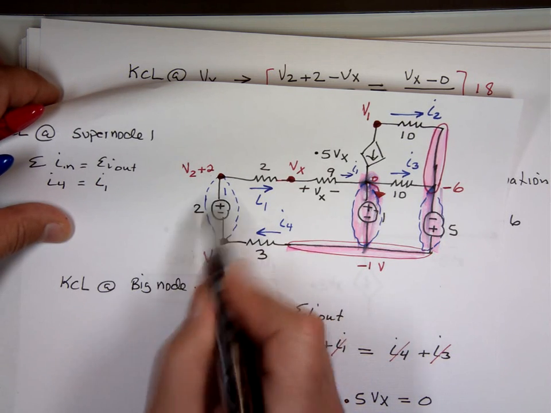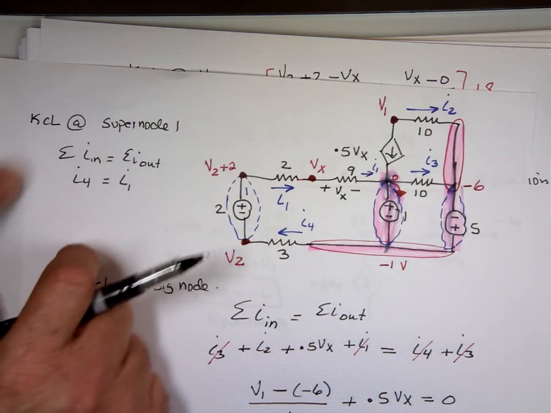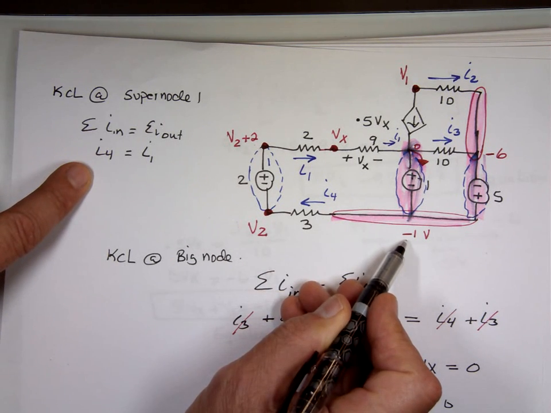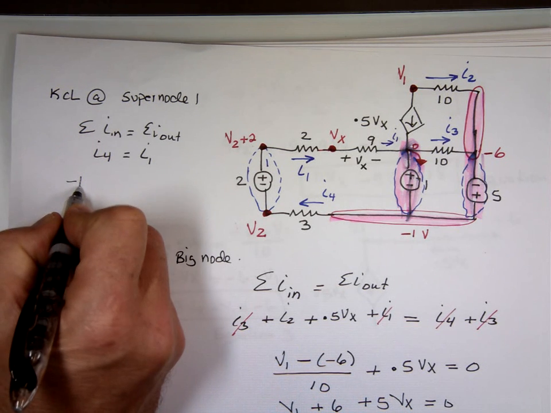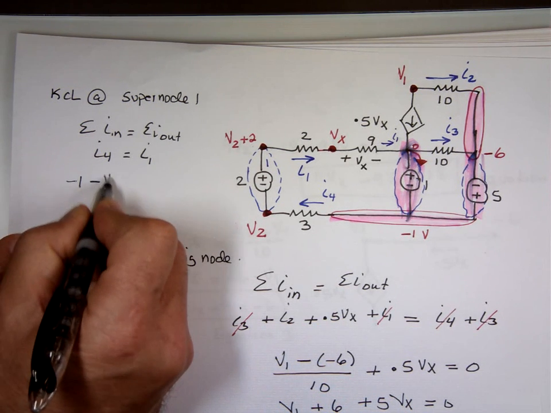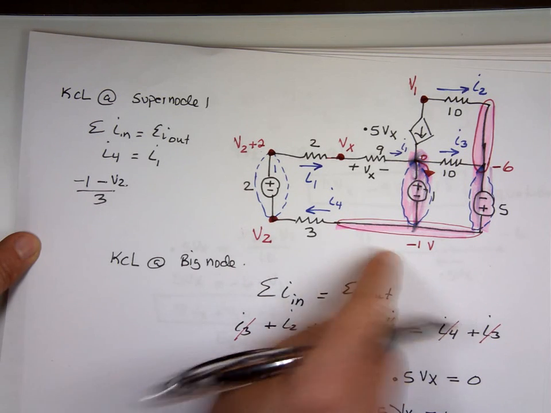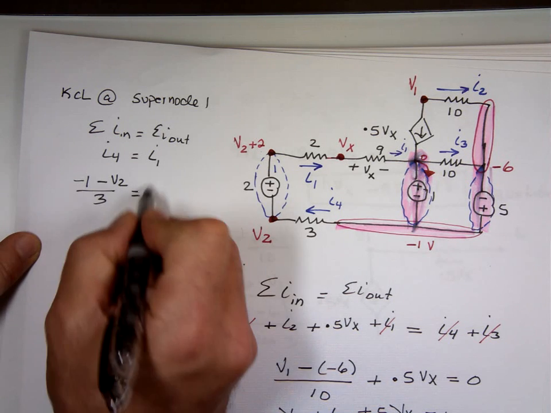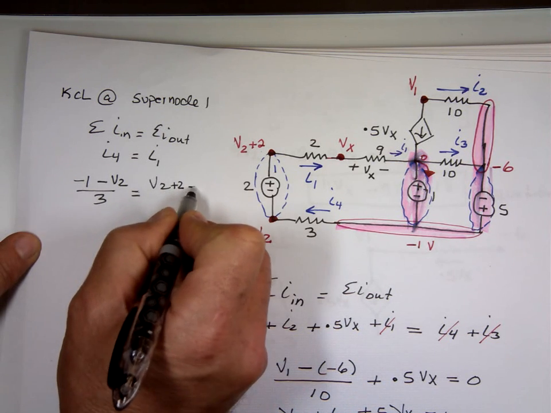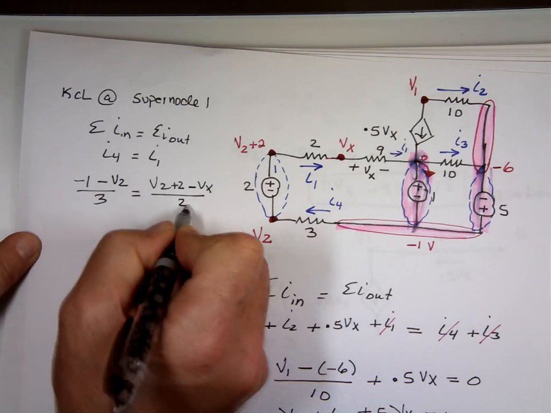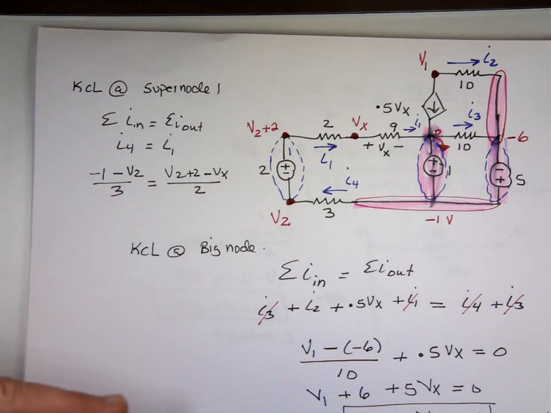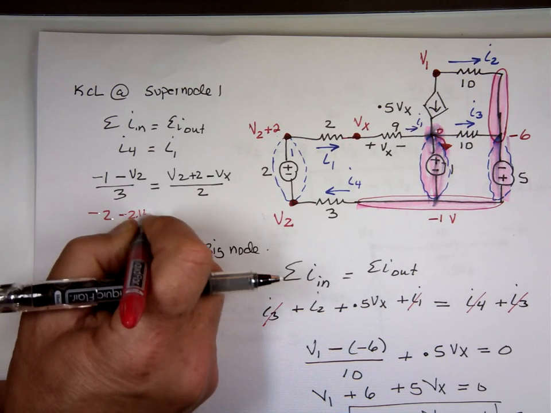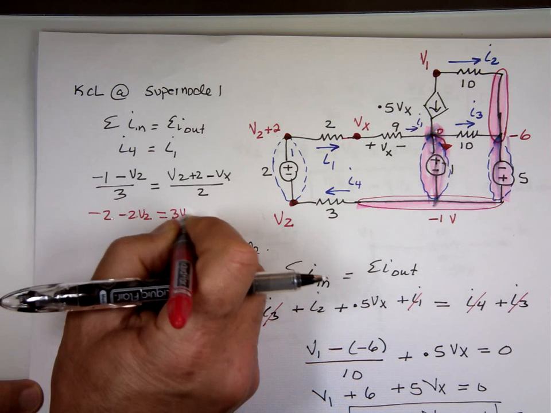We established I sub 4 equals I sub 2, but let's do an equation and see what I sub 4 is. We said I sub 4 equals I sub 1. What is I sub 4? Isn't that negative 1 minus V2 over 3? Right? That's the current going in. And what's the current leaving? V2 plus 2 minus Vx over 2. LCD is 6, right? Negative 2 minus 2V2 equals 3V2 plus 6 minus 3Vx.